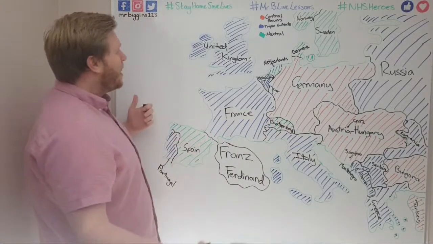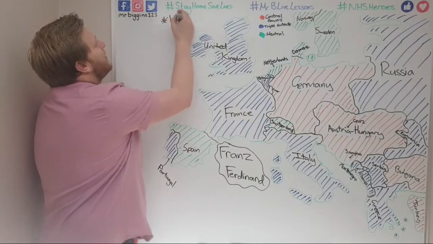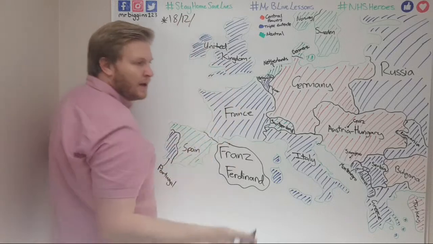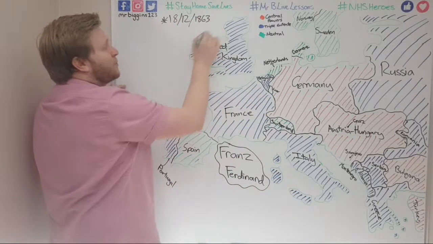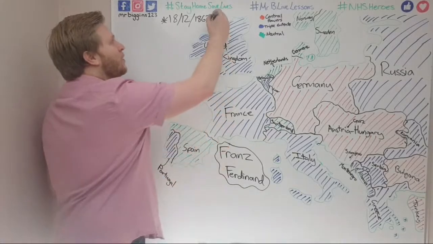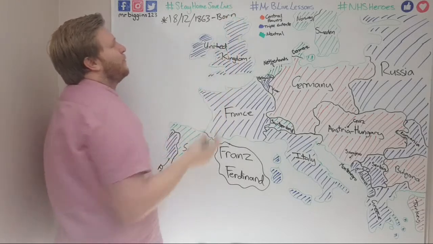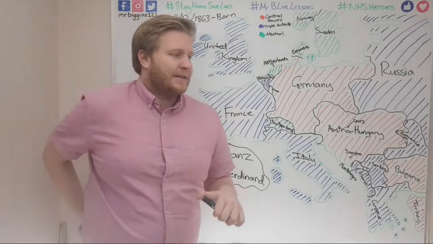So, I'll write this down. Might be something that you want to note down in your notes. So, it was the 18th of December, and it was 1863. So you can't just put 63 after that date, can you? Because if you just put 63, it might be 1963. It was 100 years before then, okay? He was born on the 18th of December, 1863.